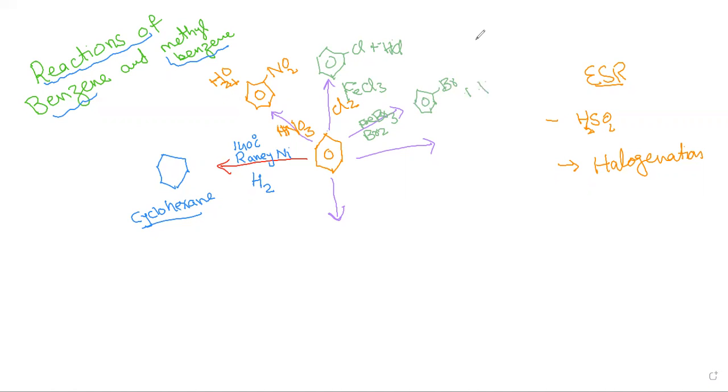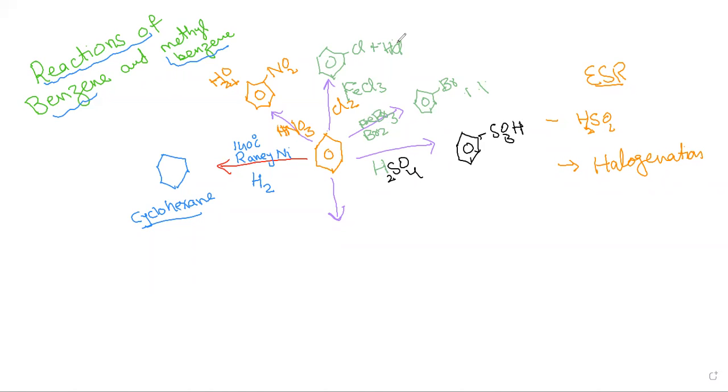The next one, after that, is sulfonation. In this we react it with H2SO4. So what will be the product? The benzene ring attaches with SO3H. So it's benzene sulfonic acid. That is also electrophilic substitution.